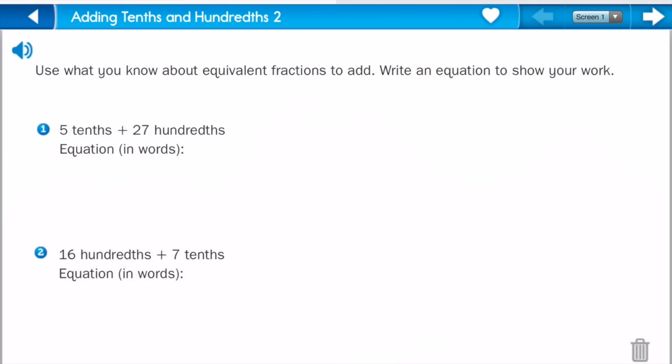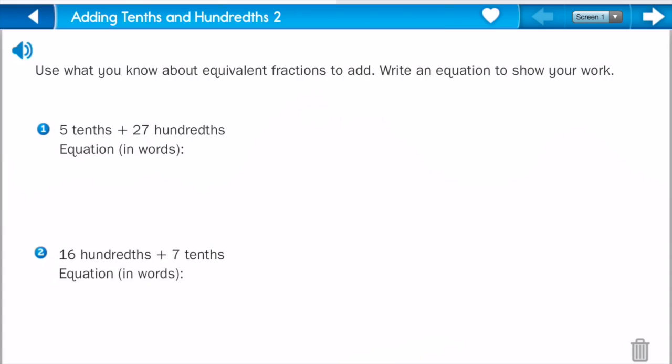So today we are working on adding tenths and hundredths. We're going to use what we know about equivalent fractions to add. Write an equation to show your work. So for our first one, it says 5 tenths plus 27 hundredths.